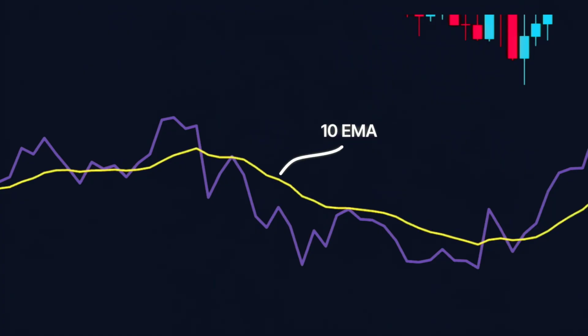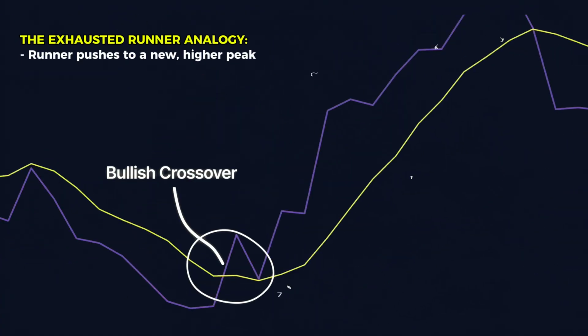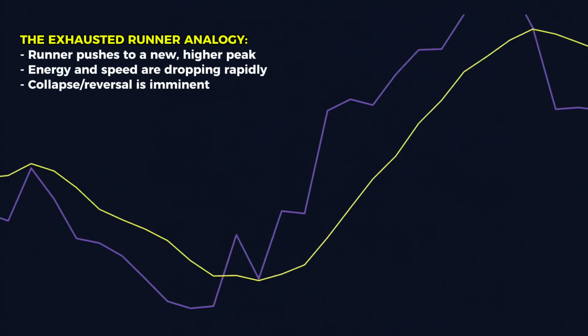Divergence is a simple concept that sounds complicated but is very easy to visualize. Divergence happens when the price of an asset and the RSI speedometer are moving in opposite directions. It is the ultimate way to spot when a trend is losing steam before it actually reverses.